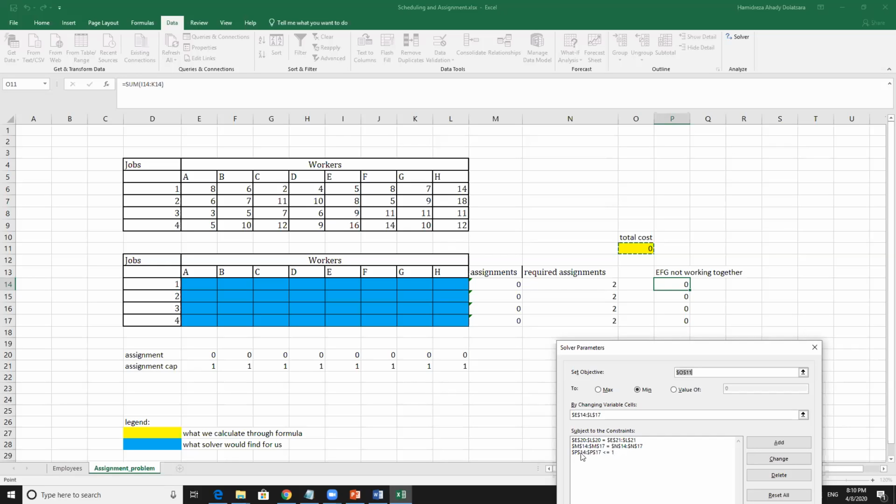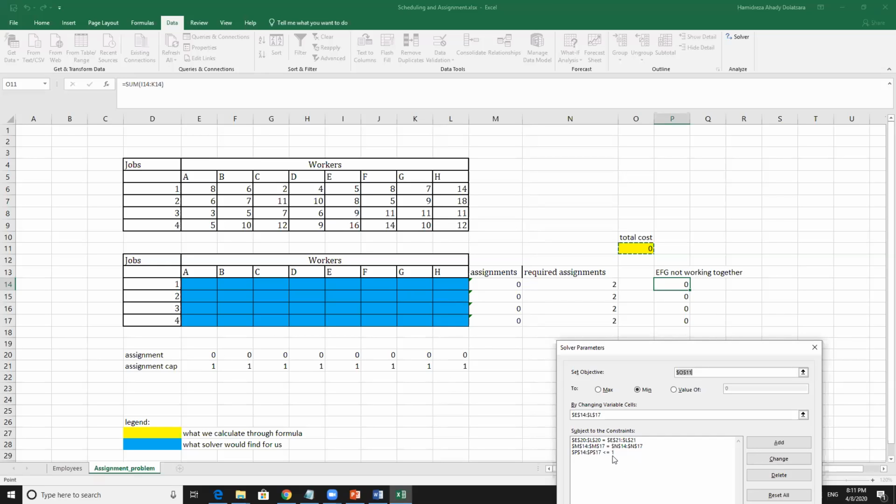Second constraint, I said M14 to M17, which is assignments, should be equal to the requirement. We don't want to provide more than required workers. So if it's just 2, let's just assign 2. We have 4 jobs and 8 workers, and each job needs 2 workers. Another reason for the equal sign is that we need exactly 2 assignments for each job, and we need all the workers to be assigned. So here we have the equal sign.